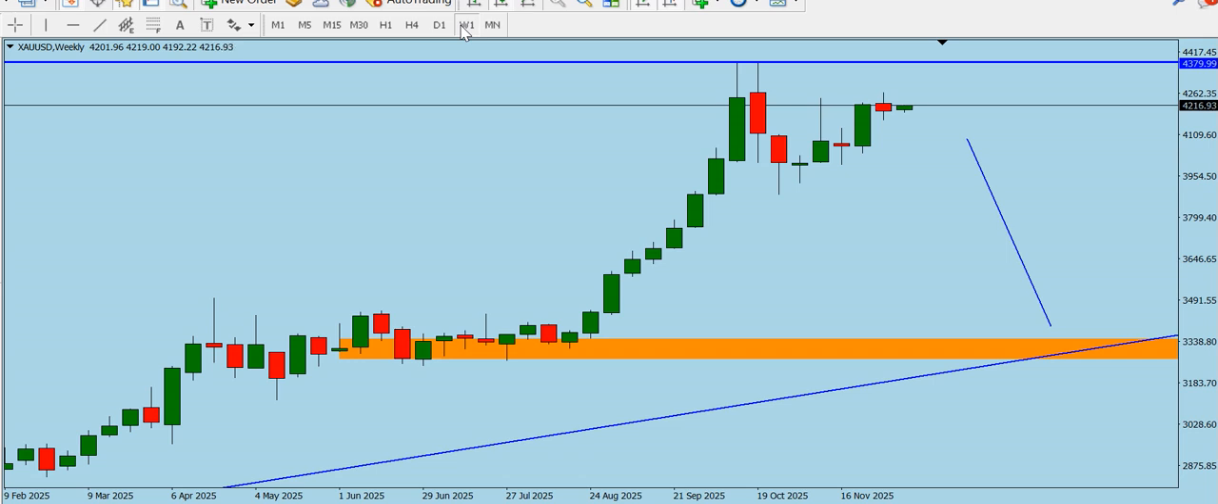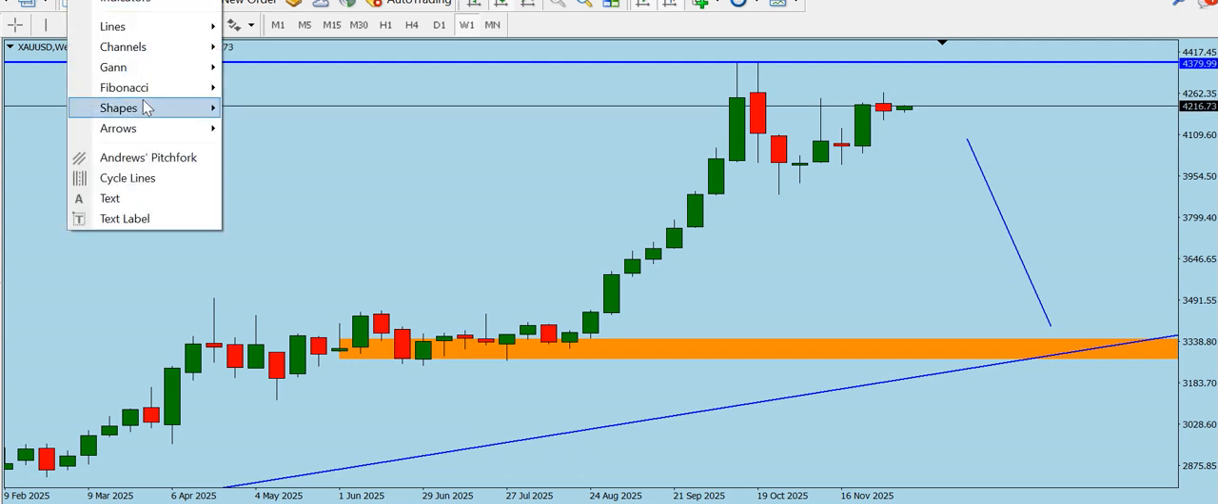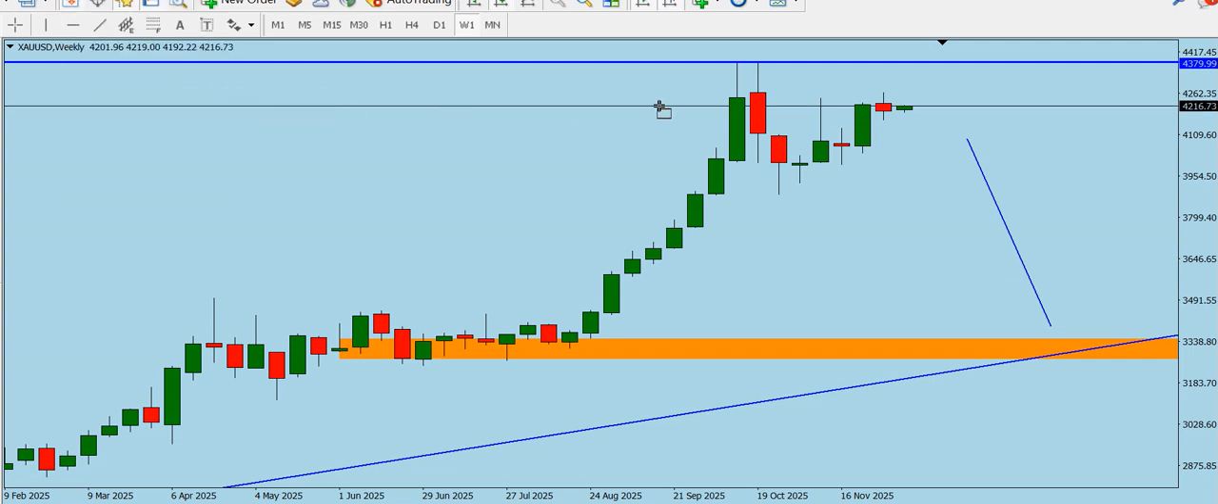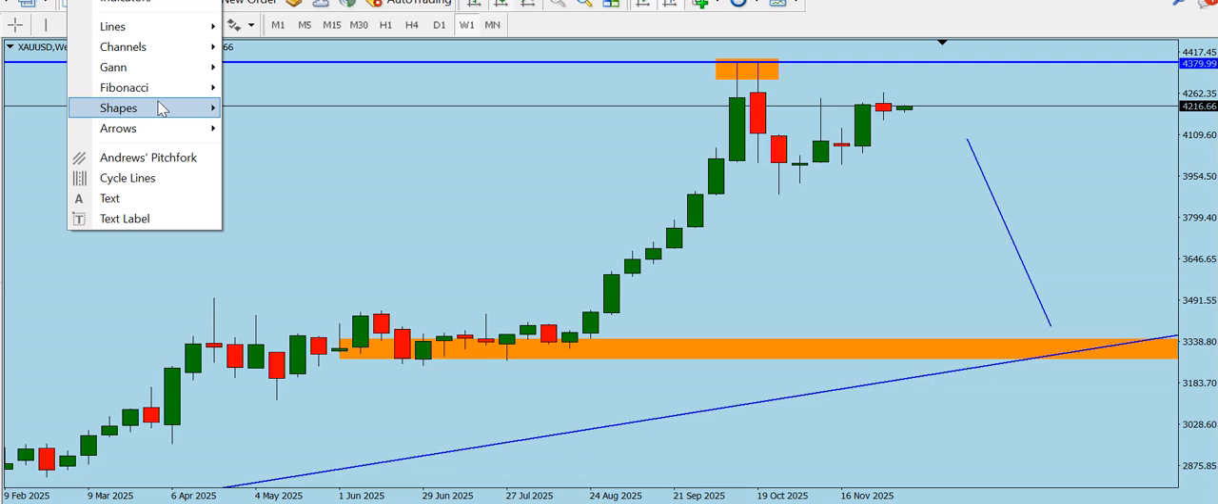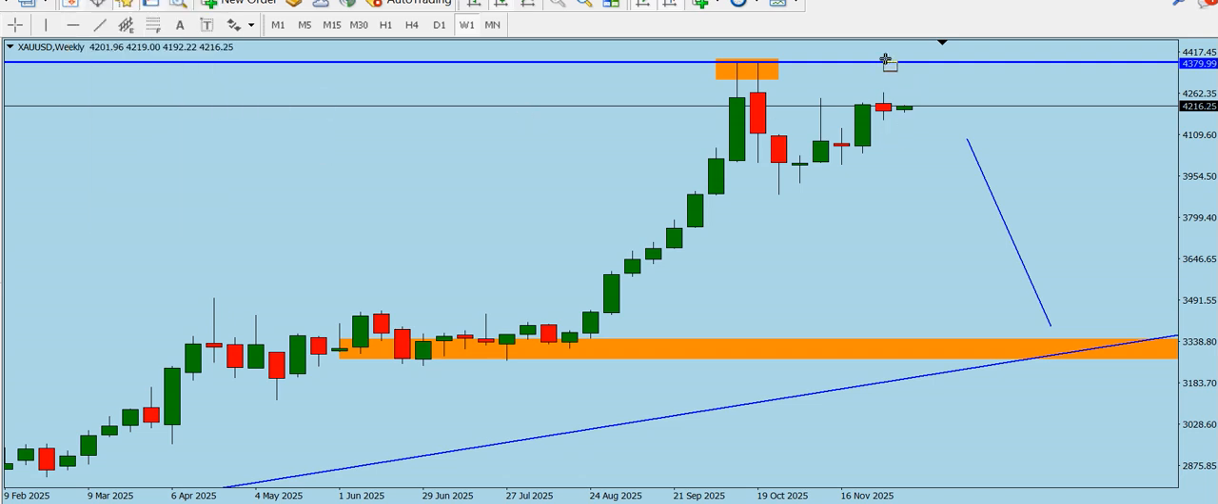On the weekly time frame, we might possibly see a double top. A double top is not ruled out on the weekly time frame. We are expecting price to come back to this top, the all-time high area. If price gets to that area, we might see price drop.